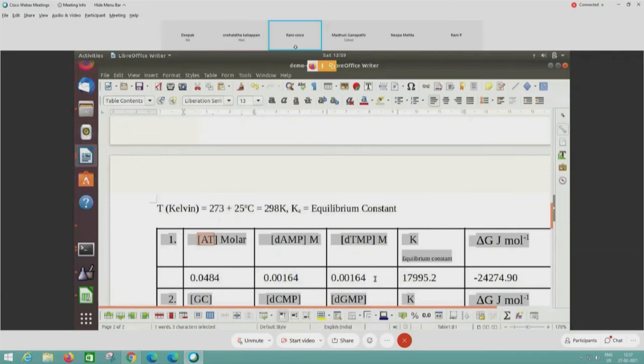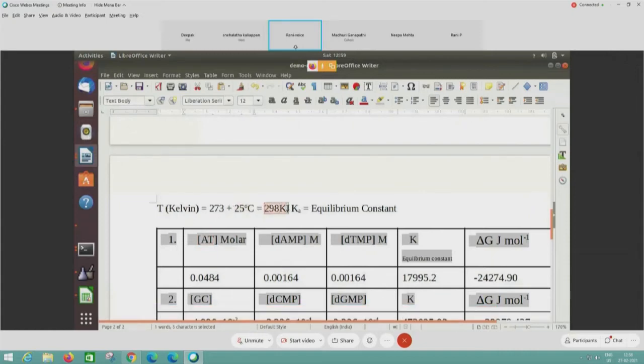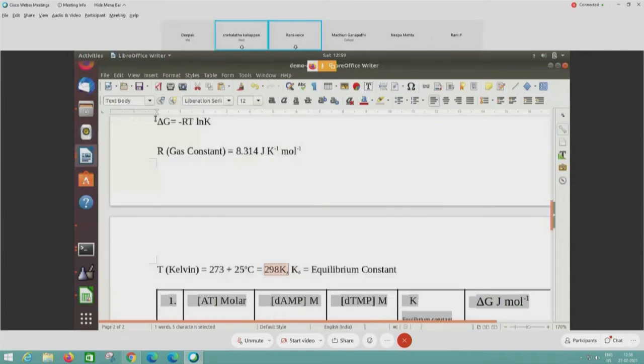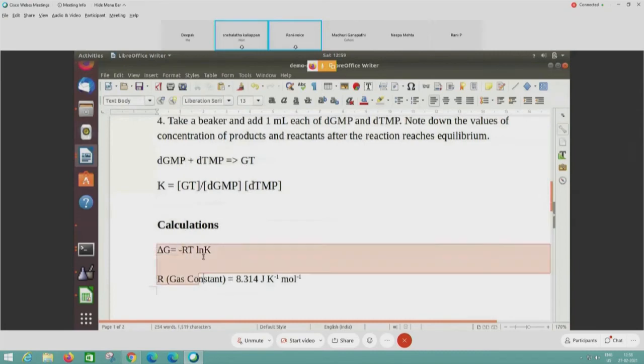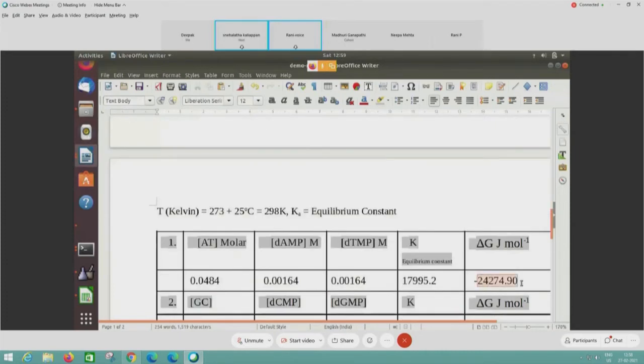So K we already know is the ratio, and we can calculate K. So we can plug in the values. This is at 25 degrees Celsius, which means 298 Kelvin, which means that for the equation here, delta G is equal to minus RT ln K. We know R as 8.314, T is 298 in Kelvin. We cannot use Celsius. K we have found by our calculation. We will take the logarithm of that and we can calculate the delta G.